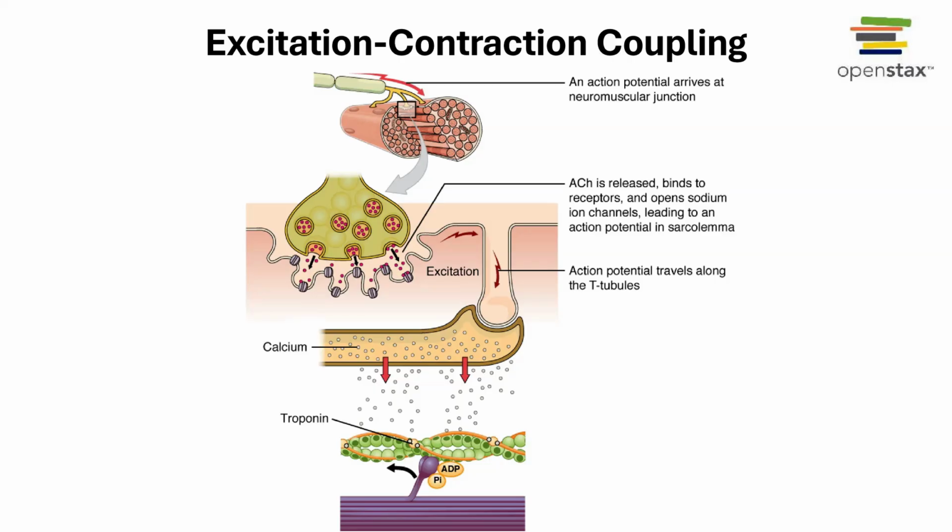The action potential rapidly spreads across the sarcolemma and travels down into the T-tubules. This electrical signal triggers calcium release from the terminal cisternae of the sarcoplasmic reticulum.